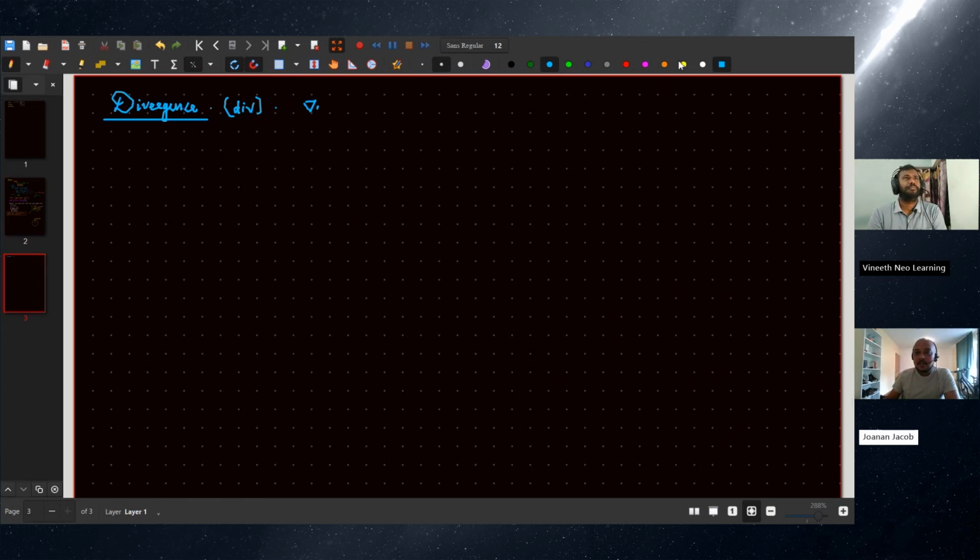Now divergence is another mode of that operator. It acts on a vector. It takes a vector as an input, and gives out a scalar as the output. The input is a vector and the output is a scalar.